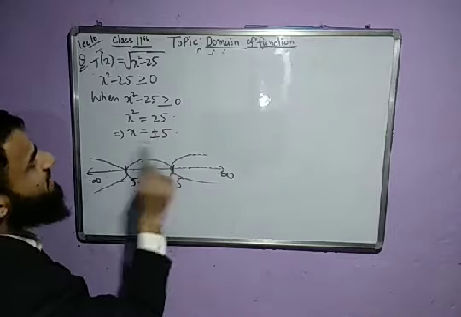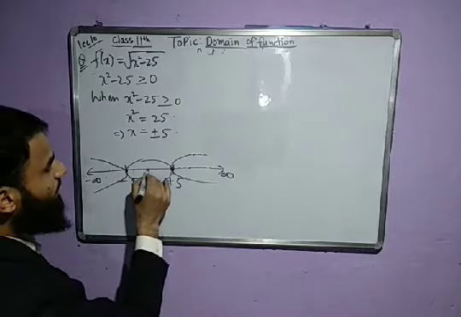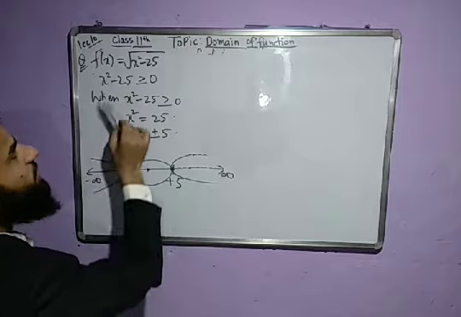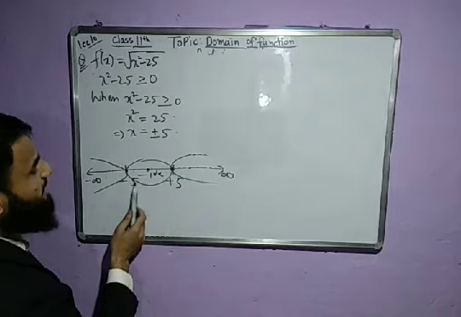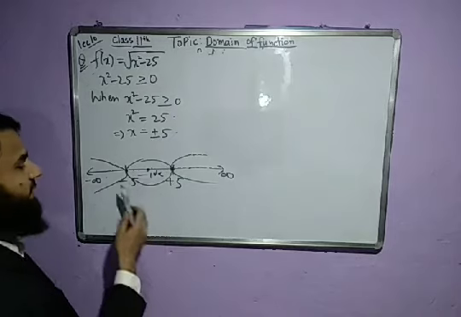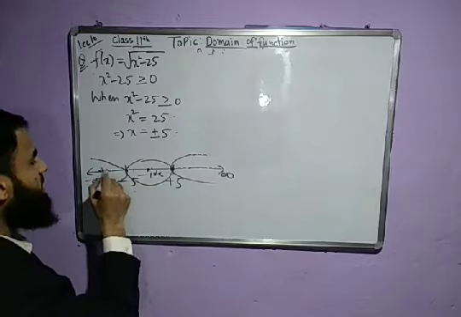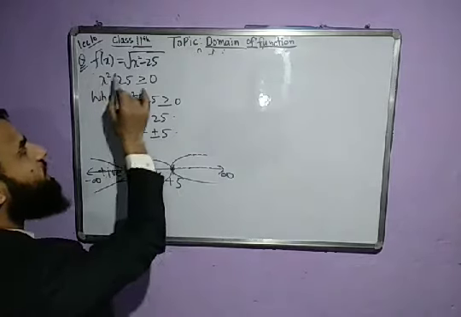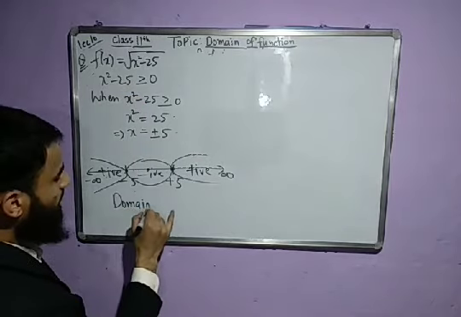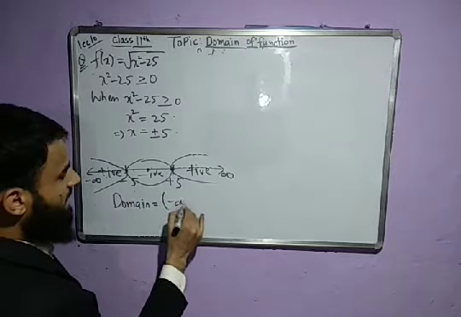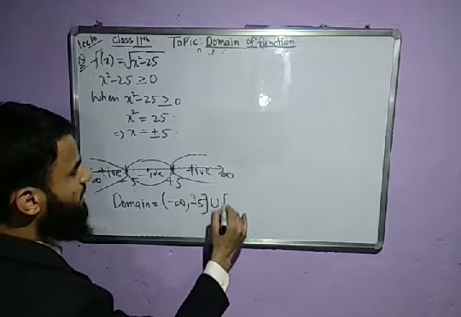When we put plus or minus 5, it becomes 0. That means we have to take these points. Now what about 0? When we put x equal to 0, 0 square minus 25 becomes negative. When x is less than minus 5, say minus 6, minus 6 square is 36, and 36 minus 25 is positive. When I put x greater than 5, say 6, 6 square is 36 minus 25, which is positive. It means the domain is minus infinity to minus 5 with closed bracket, union 5 to infinity.